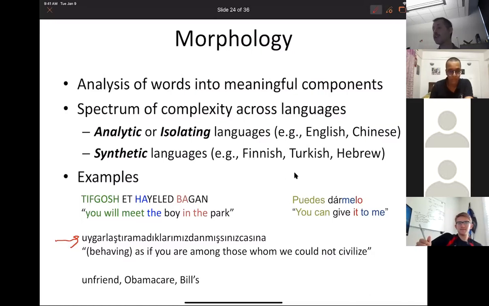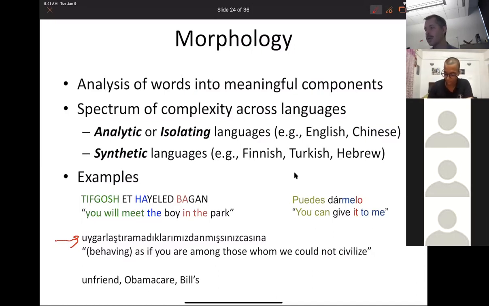Oh, we've got another Turkish example. What does this one mean, Nabi? It means like the people whom we unsuccessfully tried to make resemble the citizens of Afyonkarahisar. It's like a common joke.